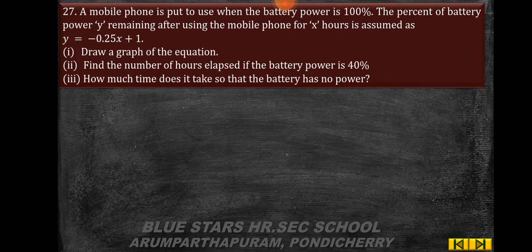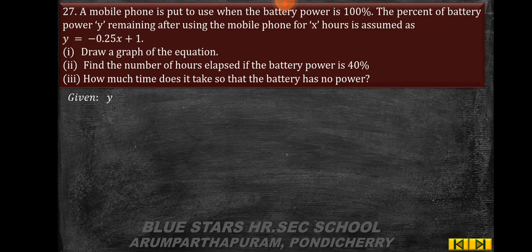The percent of the battery power y remaining after using the mobile phone for x hours is assumed as y is equal to minus 0.25x plus 1. The first subdivision is you have to draw a graph of the equation, the second subdivision is find the number of hours elapsed if the battery power is 40%, and the third subdivision is how much time does it take so that the battery has no power.